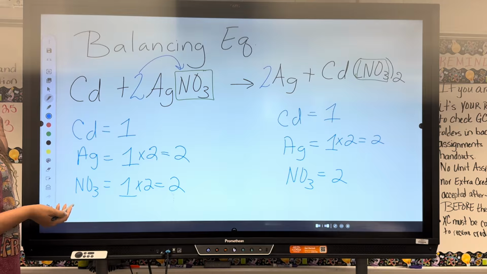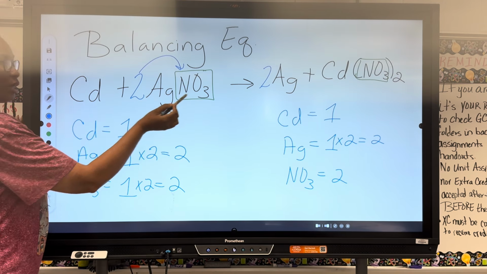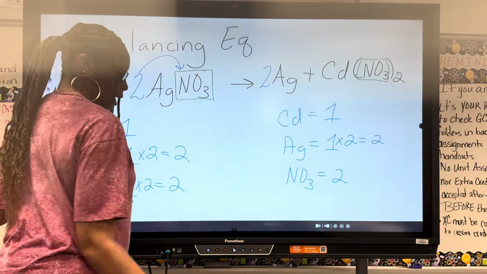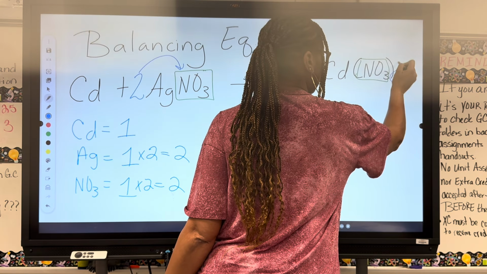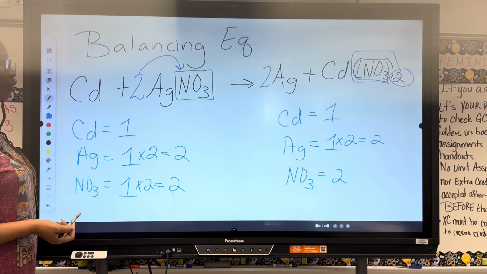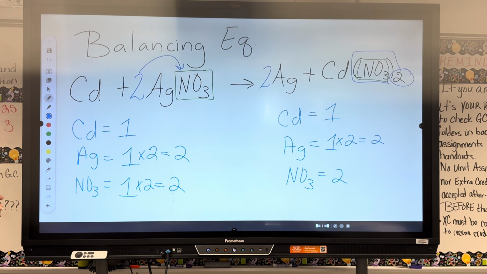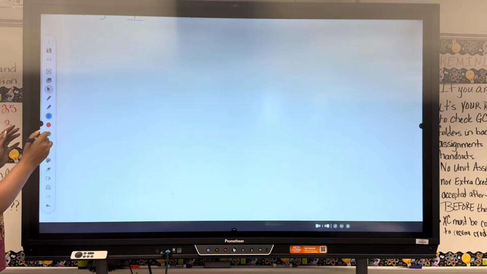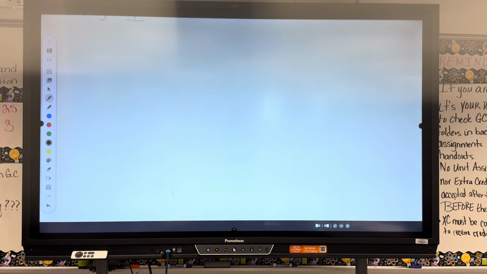So when I look back at my equation, I have 1 each of the cadmium, 2 silvers, 2 nitrates, 2 silvers, and this number 2 here indicates that there's 2 of these. So that means there's 2 nitrates on that side. So that's one way of doing it. Now you can separate the nitrogen from the oxygen, but as a rule of thumb, I try to keep the polyatomic ions together to make balancing quicker and to make sure I don't start losing things when I have elements that are split between different compounds.